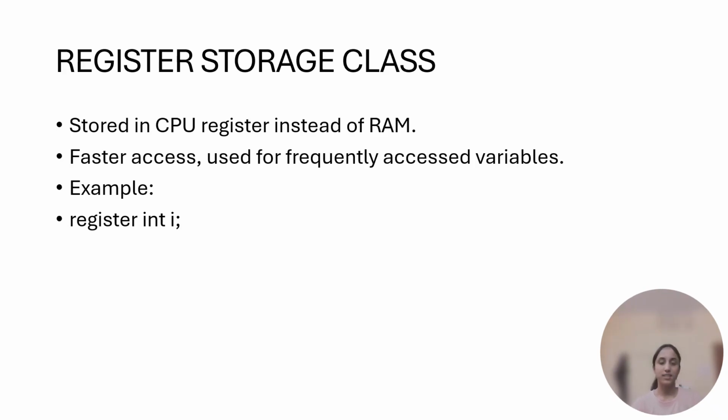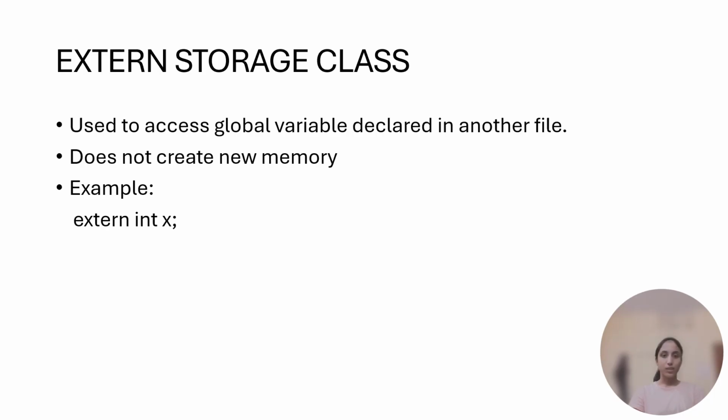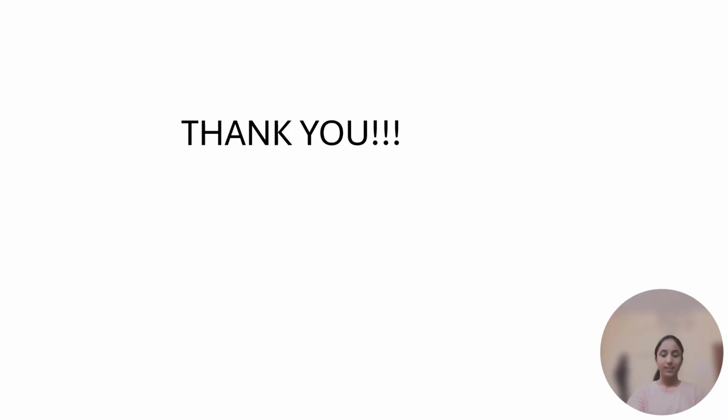Register storage class: stored in a CPU register instead of RAM. Faster access, used for frequently accessed variables. Example: register int i. Extern storage class: used to access a global variable declared in another file, and does not create new memory. Example: extern int x. This is the end of the video.